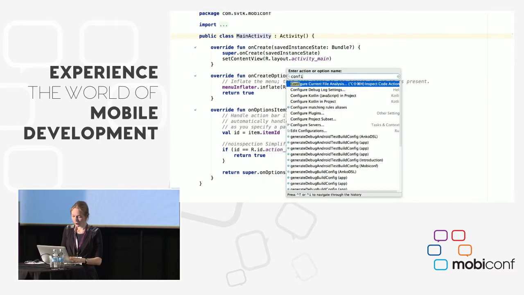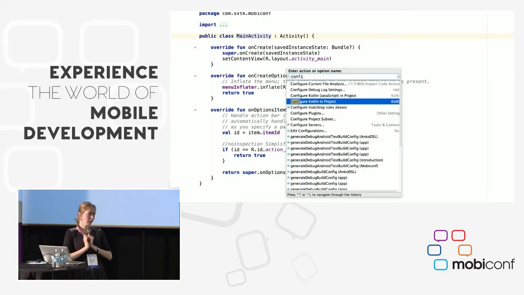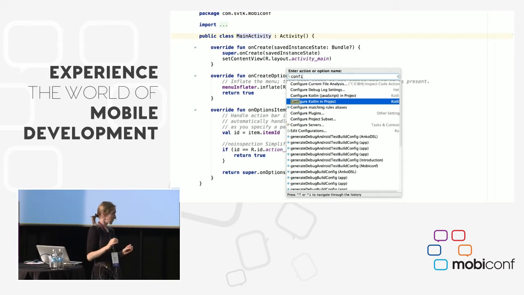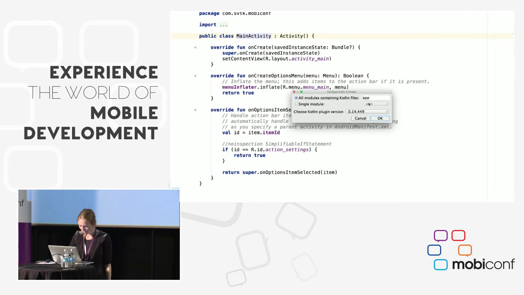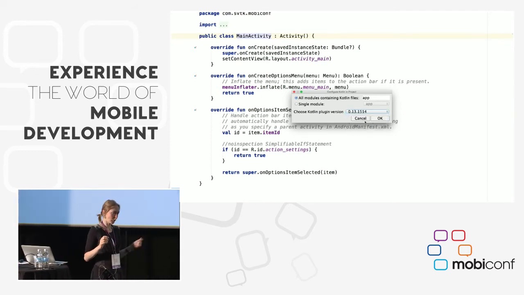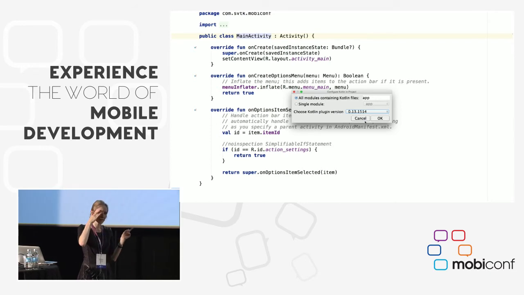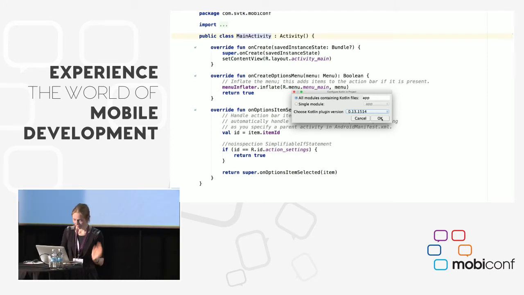You should configure Kotlin in the project. You can use this action. The only thing that was different for this Android Studio is that I installed the Kotlin plugin beforehand. So now the Kotlin plugin is installed. It can be downloaded from the repositories.